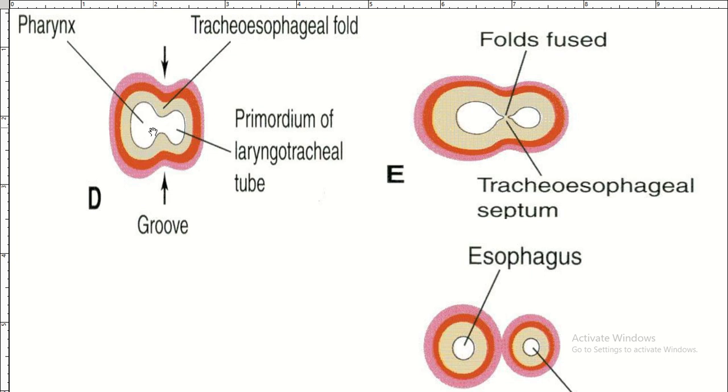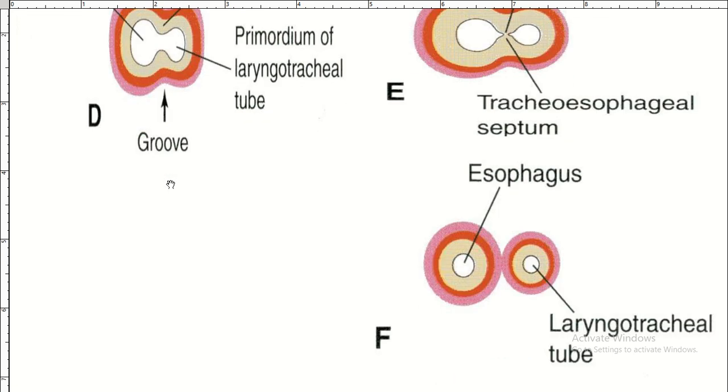So what do you think happens when there is a communication between your esophagus and trachea? What you call tracheoesophageal fistula. Whatever is coming into the esophagus will get into your trachea. Especially if a baby is born with a tracheoesophageal fistula, the milk coming down through the esophagus is going to enter the trachea, and this can lead to choking.